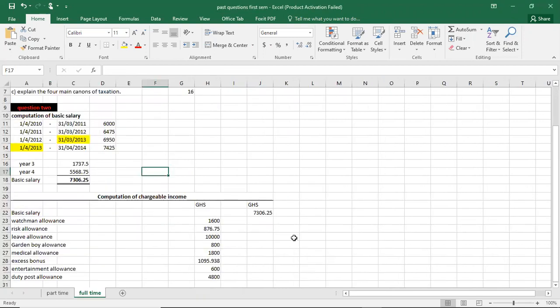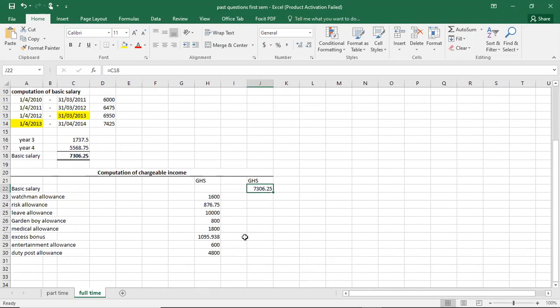Now, in an attempt to compute the basic salary, we bring it over here. Basic salary, 7306.25. Mr. Mills is entitled to a watchman allowance of 344, so we put 344 there. He is entitled to a risk allowance of 15% on basic salary. So I do my 15% on the basic salary, and I get 1095.938.